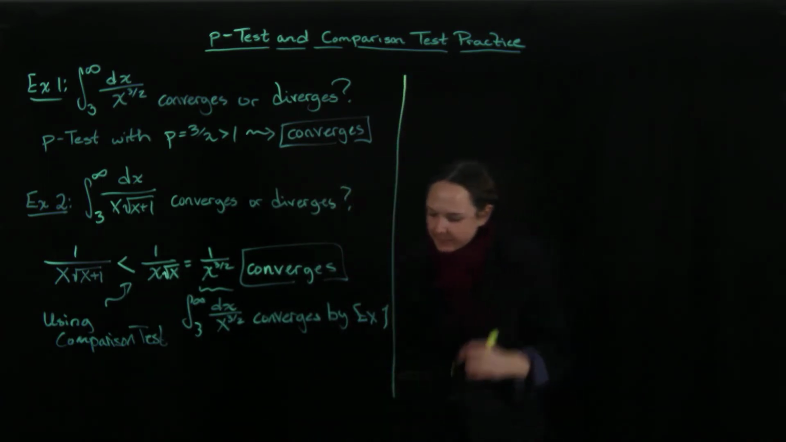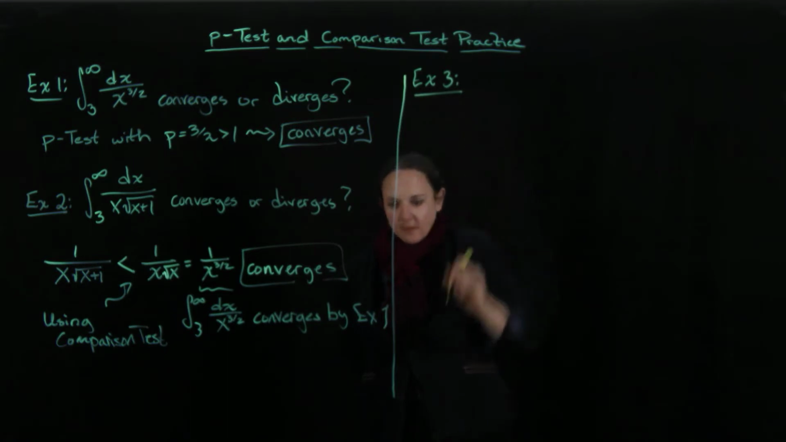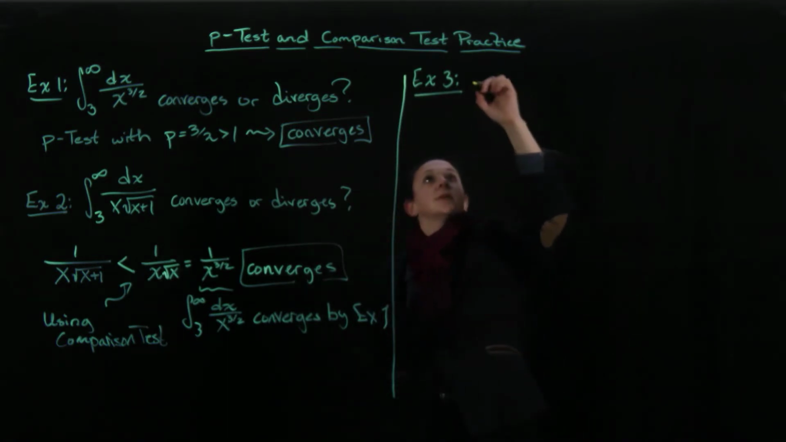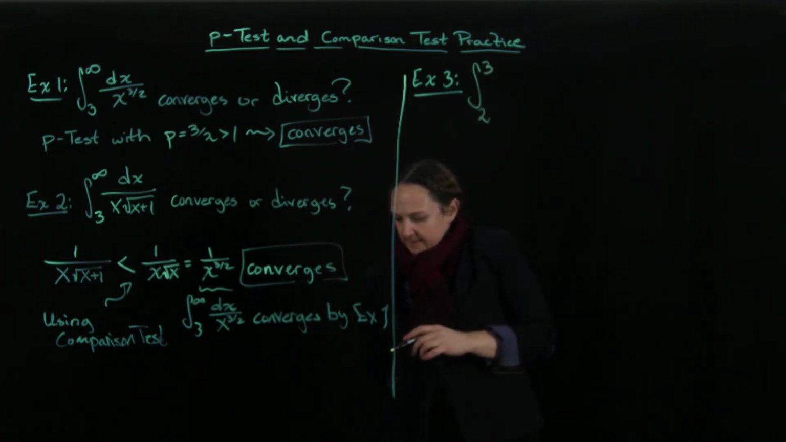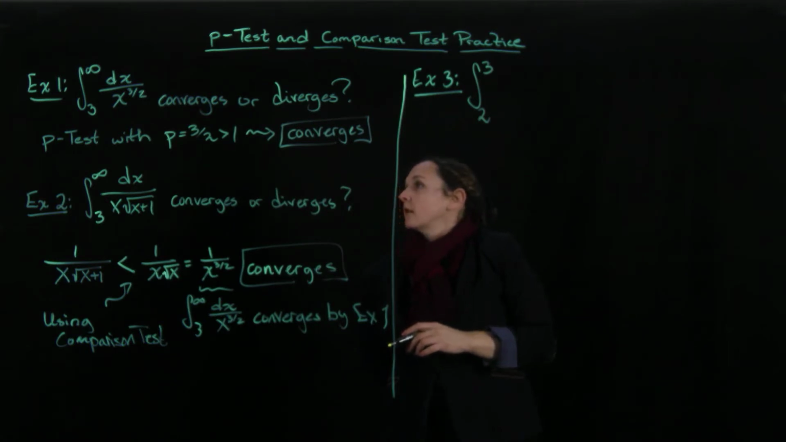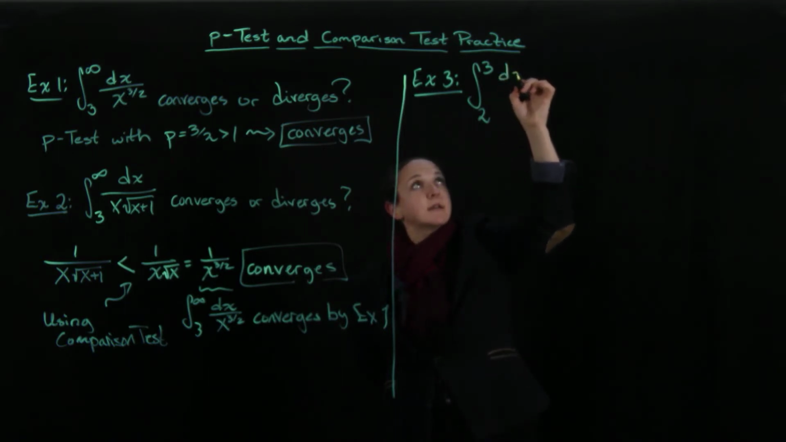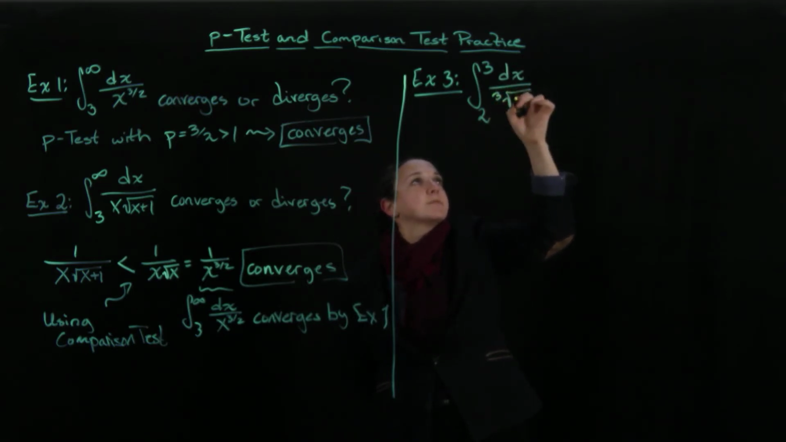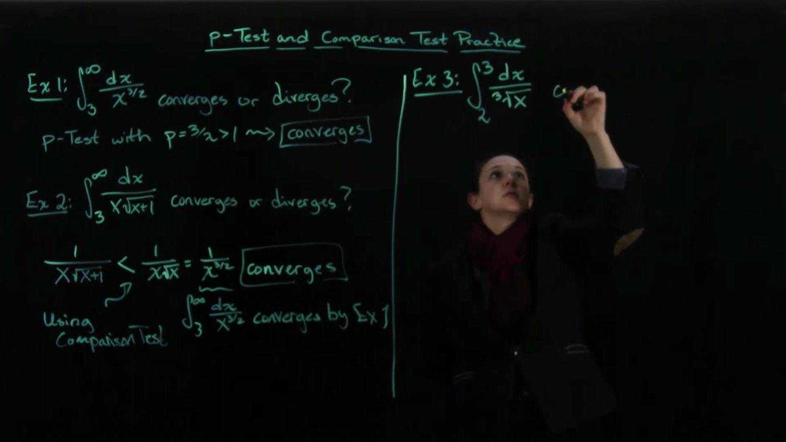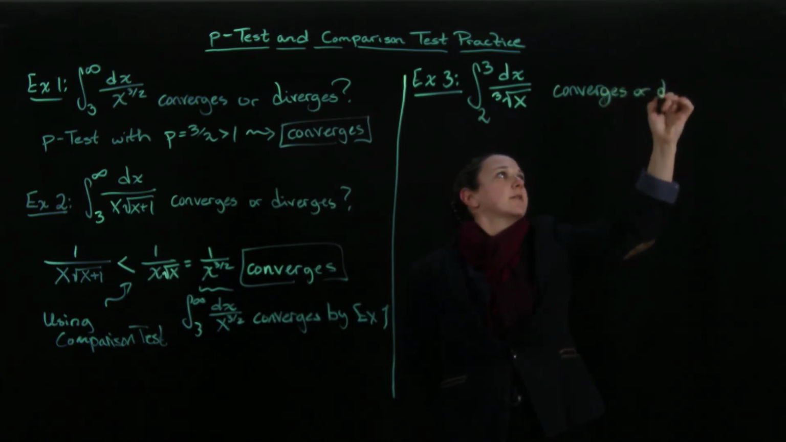Now we're going to look at example 3. We have the integral from 2 to infinity of dx over the cube root of x. Again, does this converge or diverge?